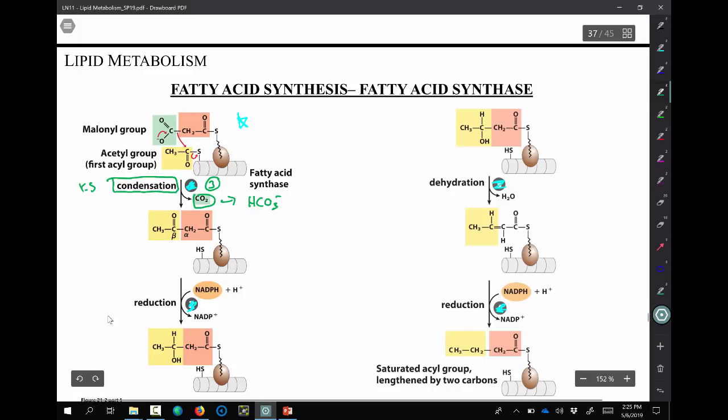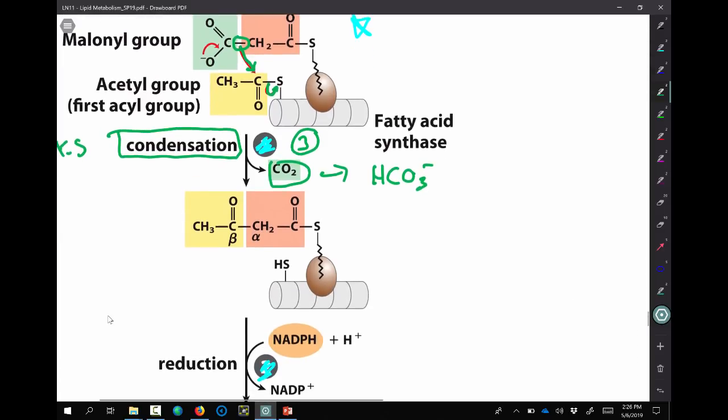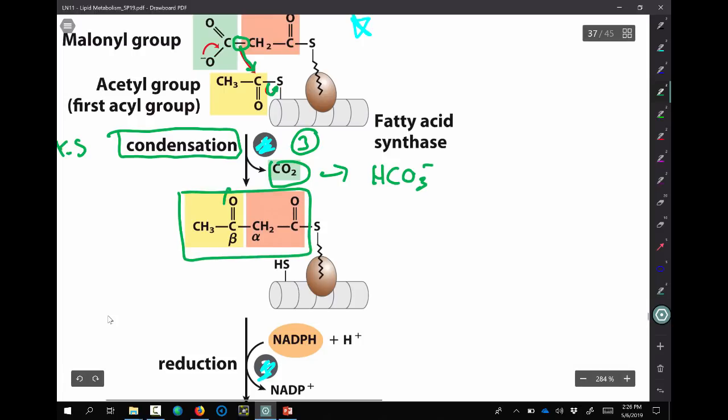Okay, next step. Real quickly, I should highlight some of the details of this. You'll notice in this condensation step, these electrons here, let me zoom in on this. These electrons are going to nucleophilically attack the acetyl group. These are electrons that are going to come here, and there's going to be essentially a nucleophilic substitution reaction. What you're left with now, sitting on the ACP, is a 4-carbon molecule. And here's our beta carbon.